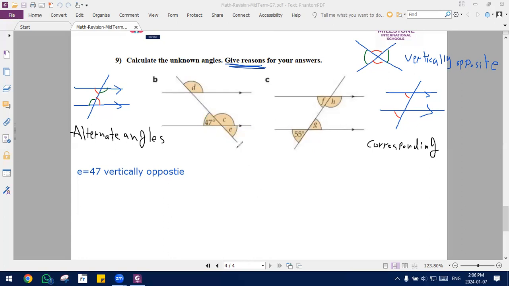Now next, what is C equal to? As you can see here, we have a straight line. So 47 and C will make a straight line angle, which is 180. So how do I explain it? I say C is equal to 180 minus 47, which is equal to 133 degrees. So 133 degrees is the value of C. Why? Because we have a straight line angle.